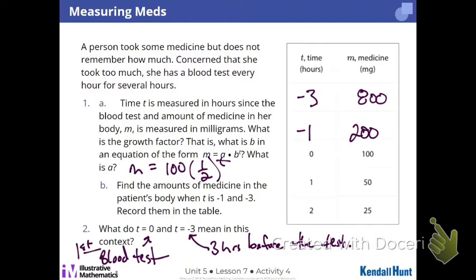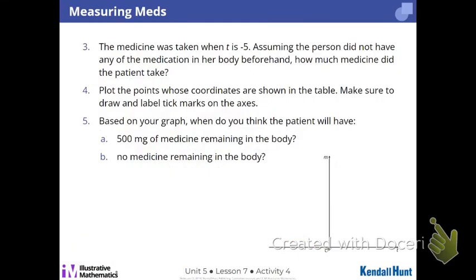We don't know how much was there before, but we can take our relationship and backwards generate using time travel. That's pretty cool. If you want to learn more about time travel, you can watch the documentary Back to the Future. Maybe we'll save her life, okay? So 5 hours ago means I have 100 when it was tested, getting halved over and over to the -5th. So let's see how much she had. She started with 3,200 milligrams.